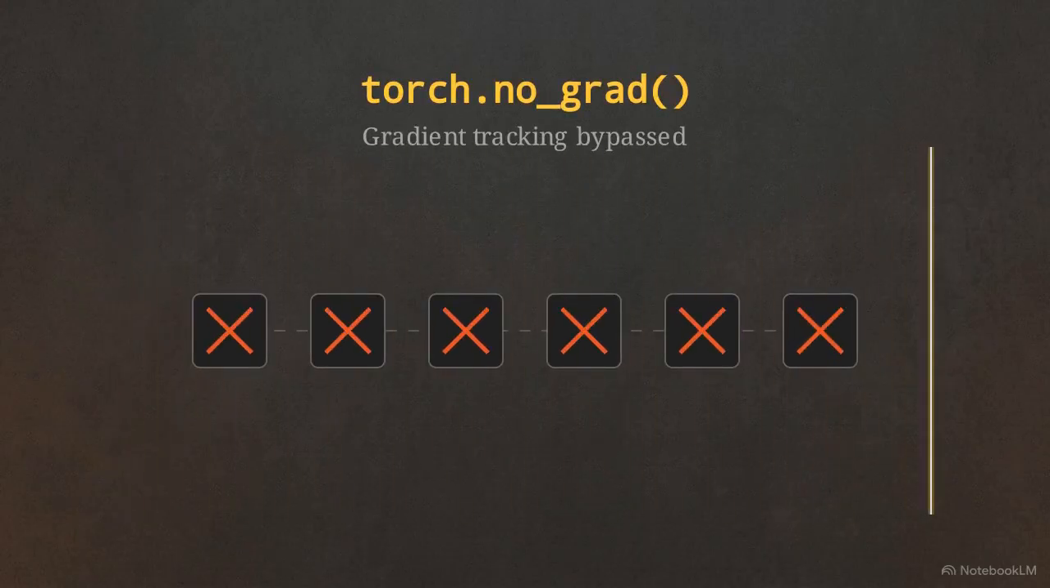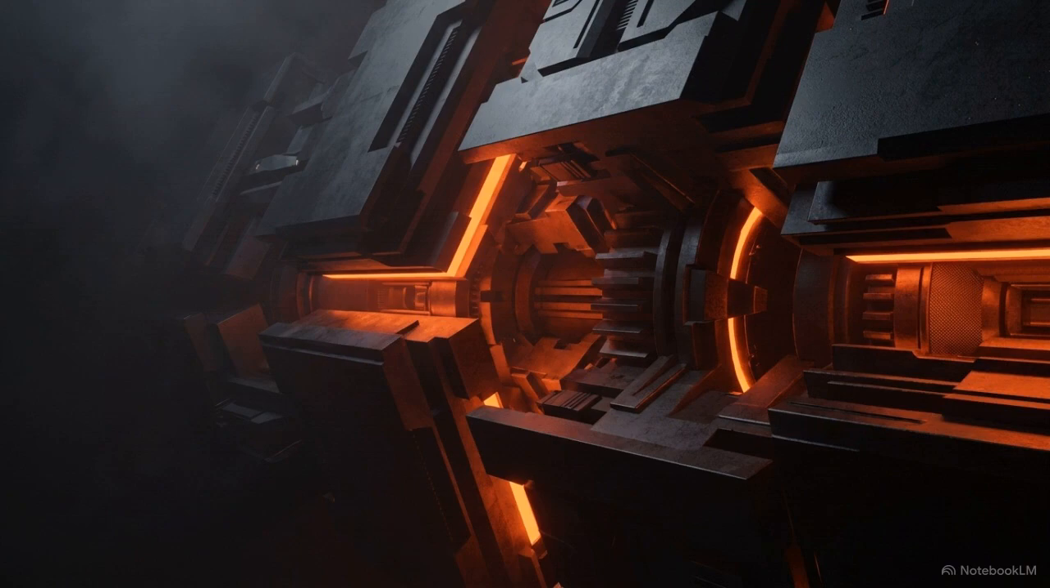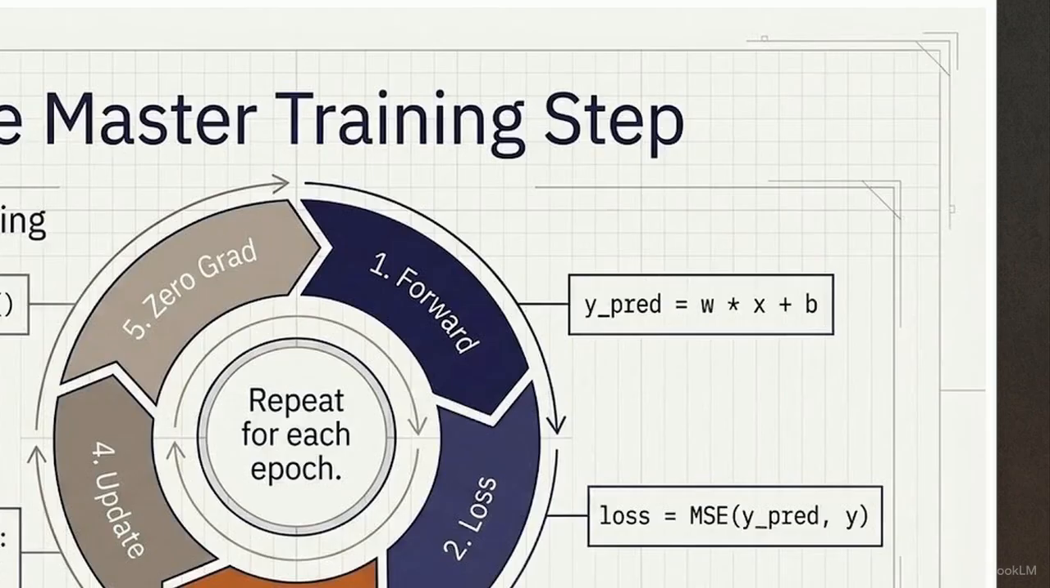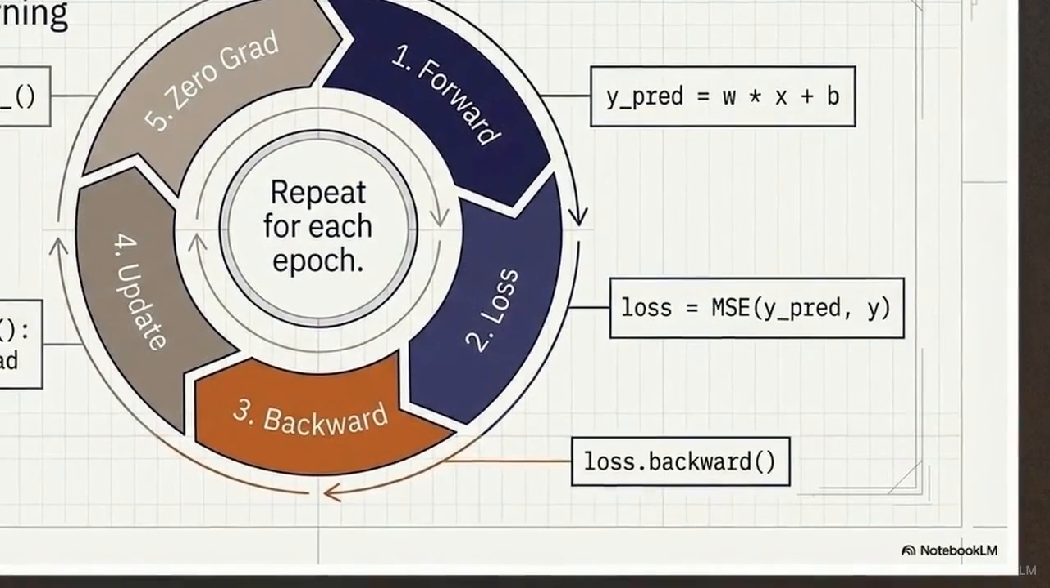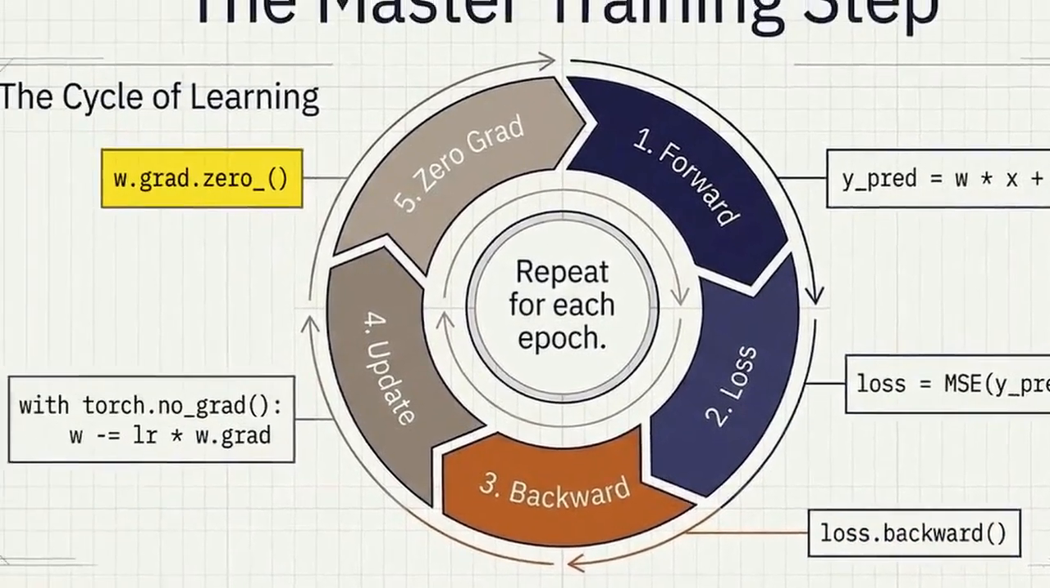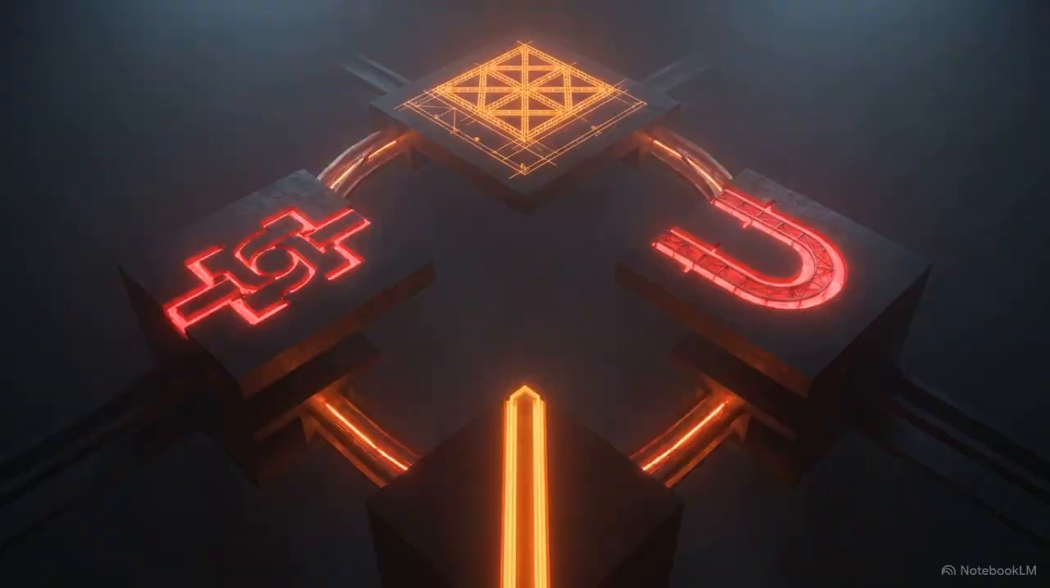Now that we see the individual gears, let's look at how they form the universal cycle used to train almost every modern AI. This cycle is the heartbeat of learning. It starts with the forward pass to get a prediction, immediately followed by calculating the loss. Then we use the backward pass to calculate adjustments, update weights, and zero out the results to start fresh. Build the map, walk it backward, update the numbers, and reset. This 5-step rhythm is the foundation of how PyTorch models learn to think.